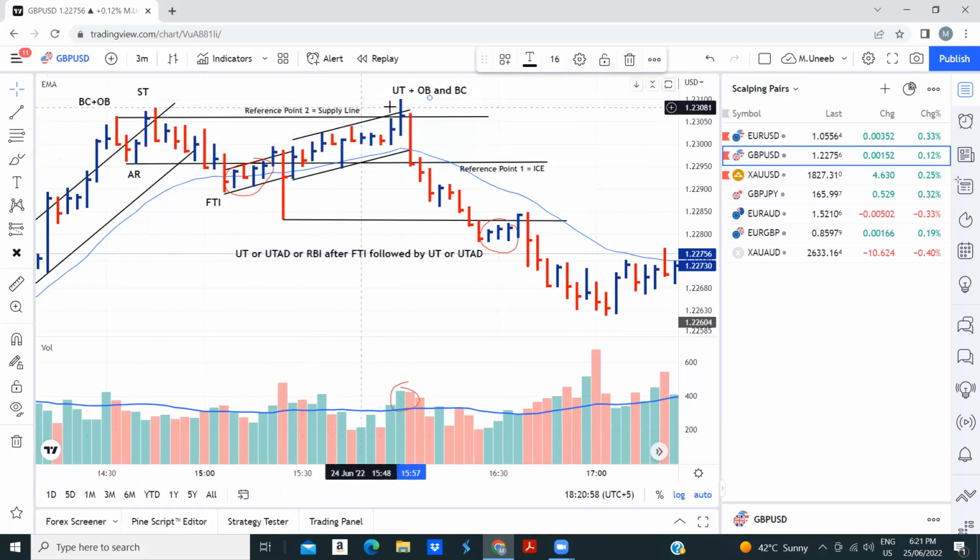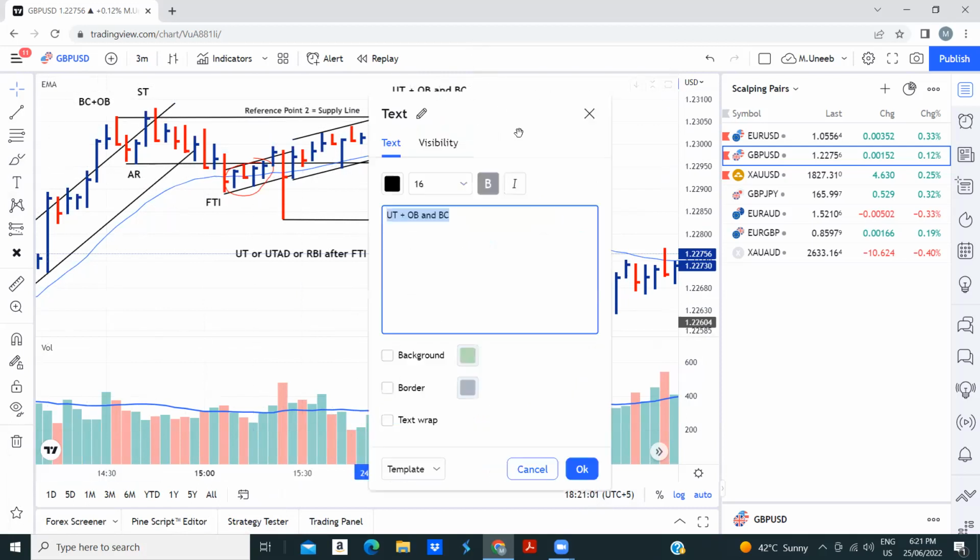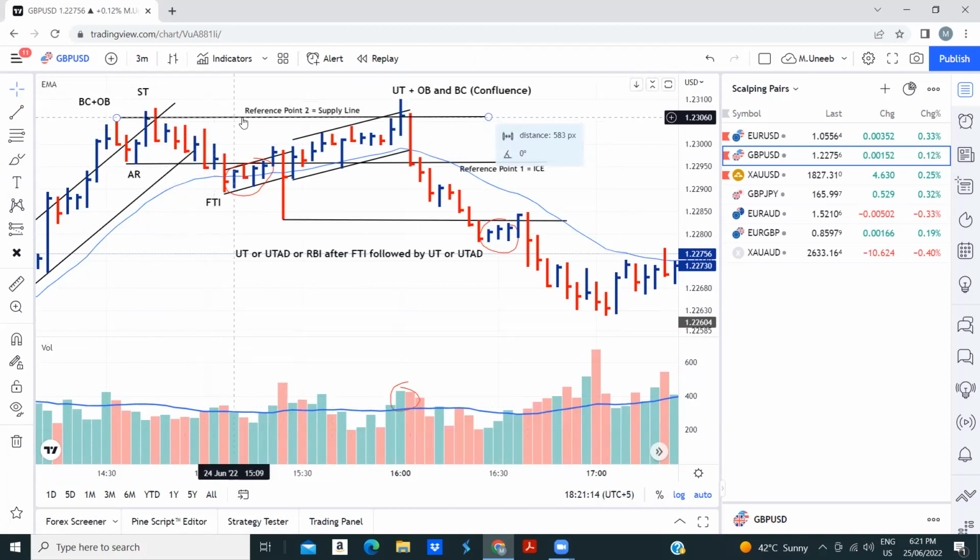So this major point is known as confluence. What do we call it? A confluence is an area where you have more than one reference point. The first reference comes from this line, which is this buying climax line of supply. The second reference point comes from here, this overbought line. Got it? Do you understand?